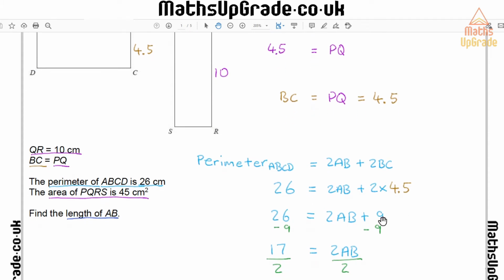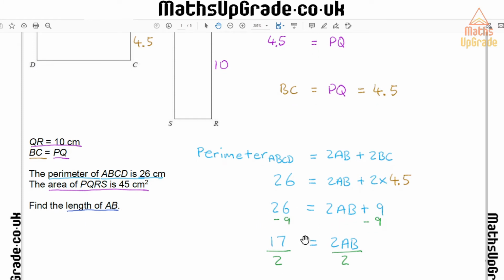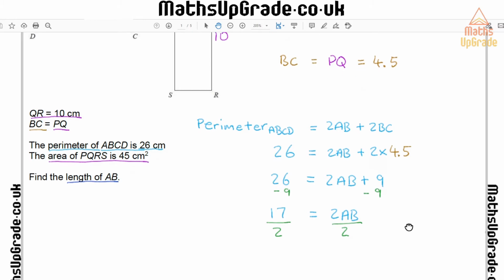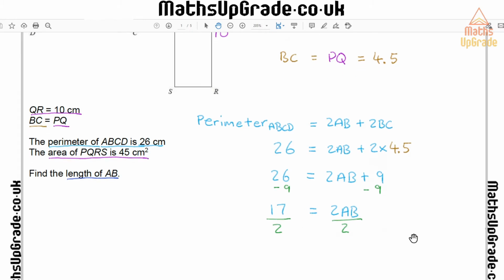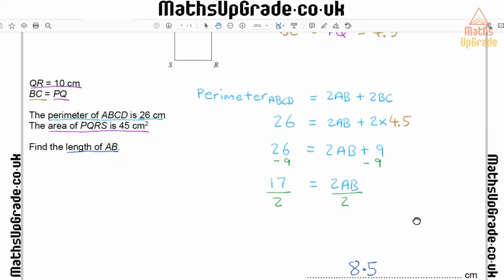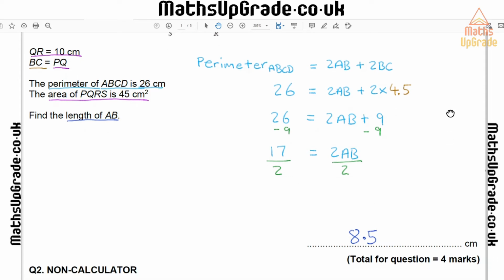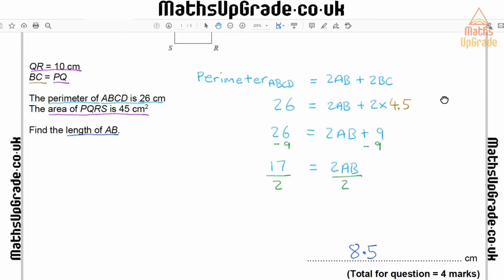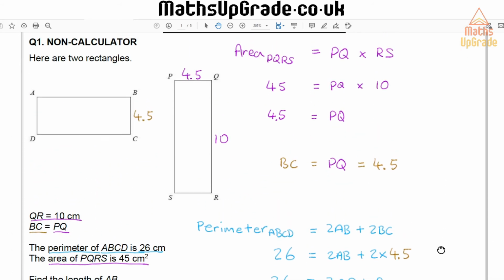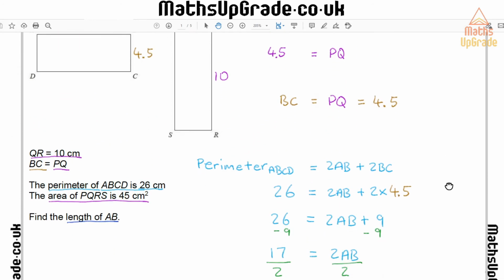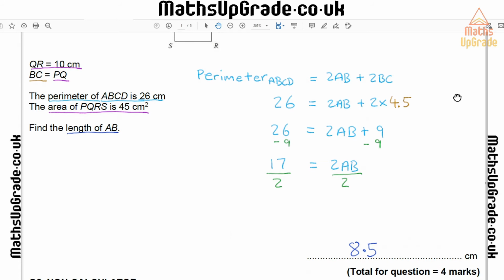Then using the balancing method, if I subtract 9 from both sides, I'm left with 17 equals 2AB. Then if I divide both sides by 2, that gives me the length of AB, which is 8.5 centimeters, and that would be 4 marks for that question. So 4 marks, you show all your working out and work through that question.